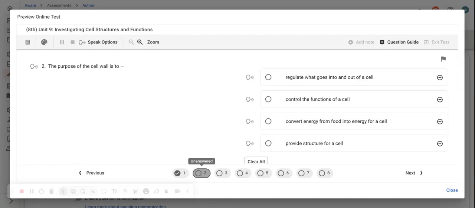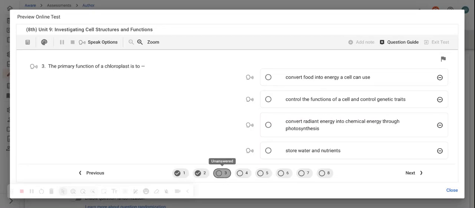All right, the purpose of the cell wall. The purpose of the cell wall is to provide structure for the cell. I know a lot of groups talked about why there was a cell wall only in plants and not in animals. And we talked about how we have bones to stand up, but plants need that extra structure to help make them stand.